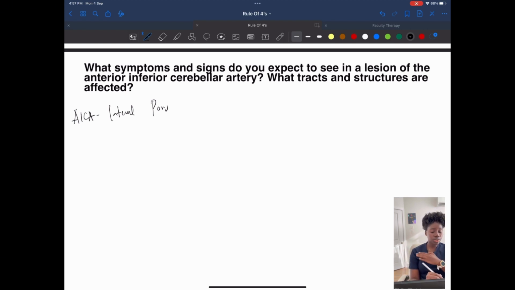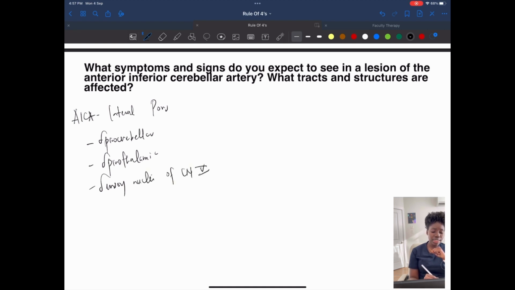Once again, structures to the side: spinocerebellar, spinothalamic, sensory nuclei of cranial nerve 5, and sympathetic nerve fibers.